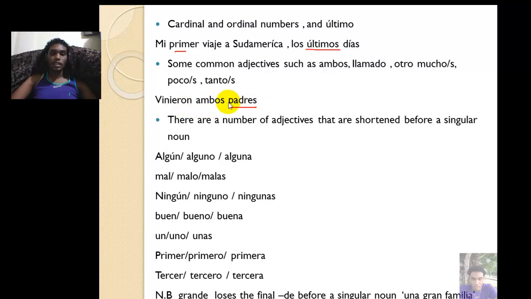Okay? These adjectives here are shortened before a singular noun. So please take note. Grande loses the final de before a singular noun. So we say una gran familia, not una grande familia. Okay.